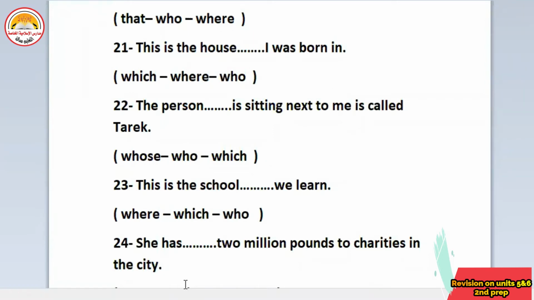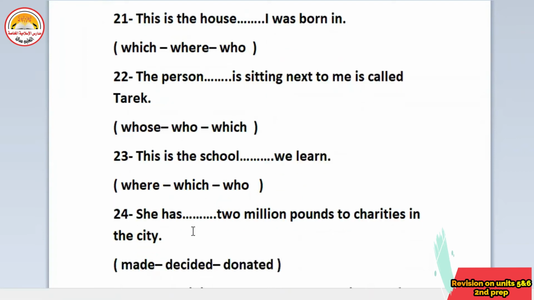If I ask you, this is the club where we play football. Choose which or where? Where, bravo. Why where? Because here we play inside the place, so the action happened inside the place. So number 23, this is the school where we learn. Thank you, Minna.